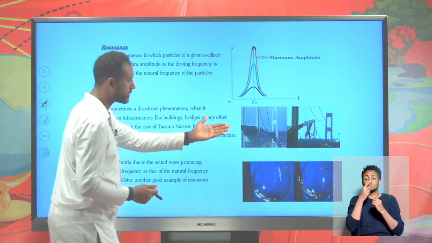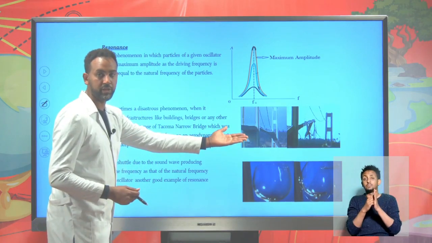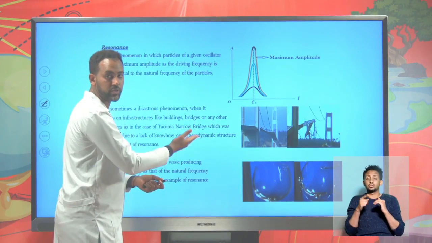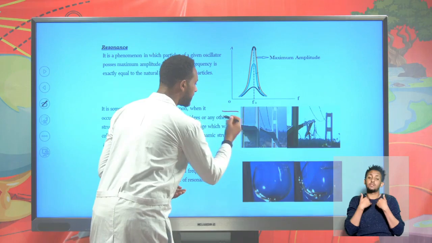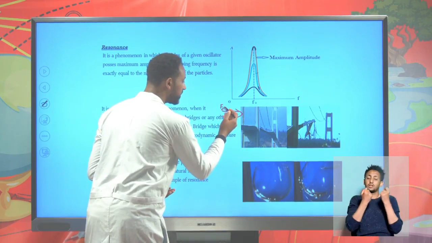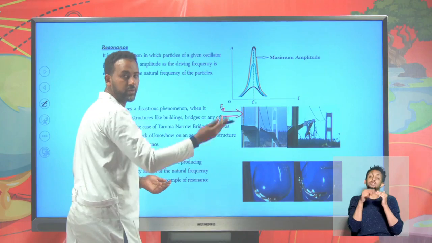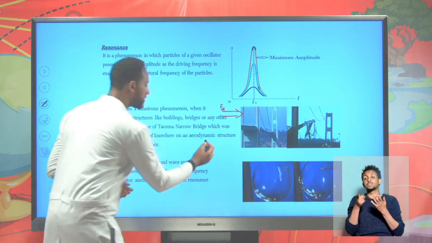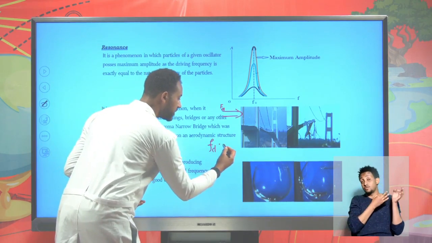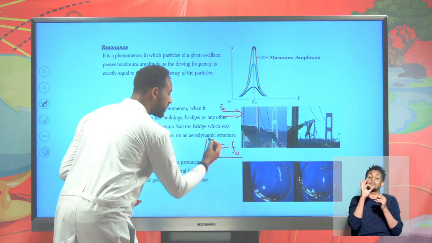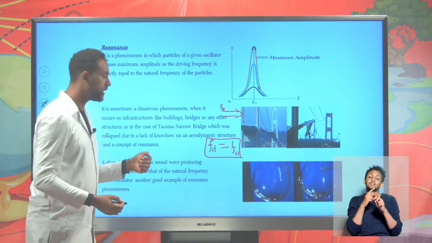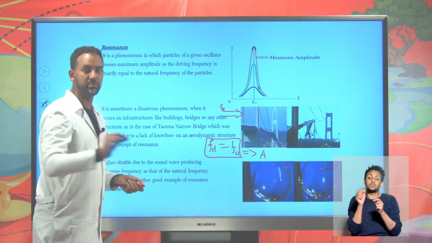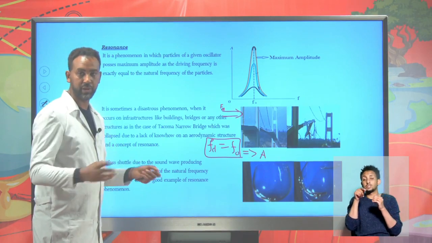One good example is the Tacoma Bridge, which is in your textbook. The Tacoma Bridge was moving here and there with its own natural frequency, but suddenly the wind came. The driving frequency of the wind was equal to the natural frequency of the oscillating bridge. So when the driving frequency equals the natural frequency of a given oscillator, the object is going to have the maximum possible amplitude. When it vibrates with maximum amplitude, it may break its bonds.